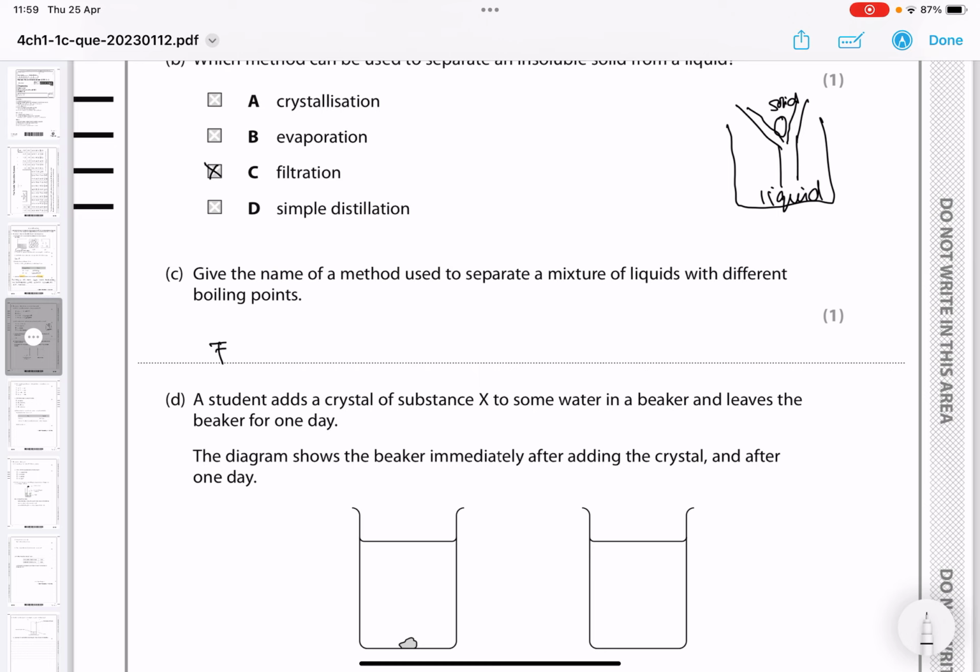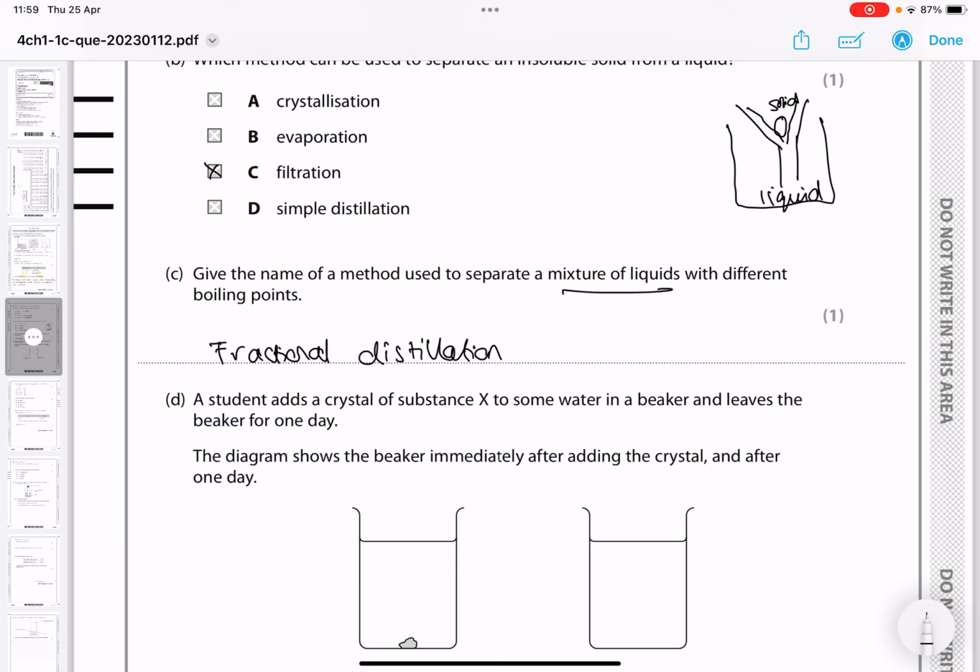This method is called fractional distillation. Okay, so fractional distillation is the process by which you separate a mixture of liquids with different boiling points. So you have the glass beads and the molecules with the most kinetic energy, they evaporate and they enter the fractionating column and are collected.